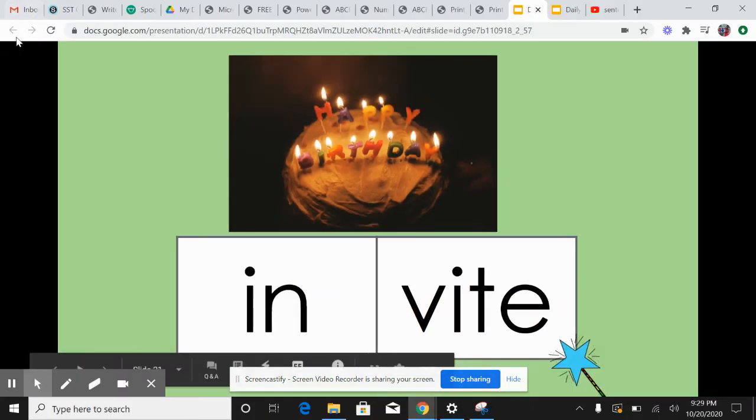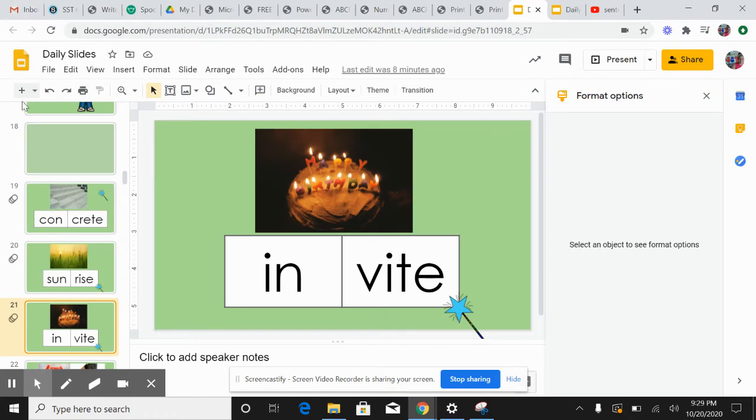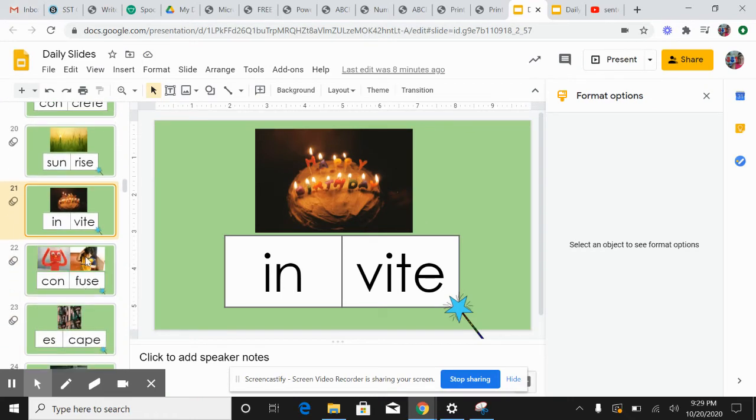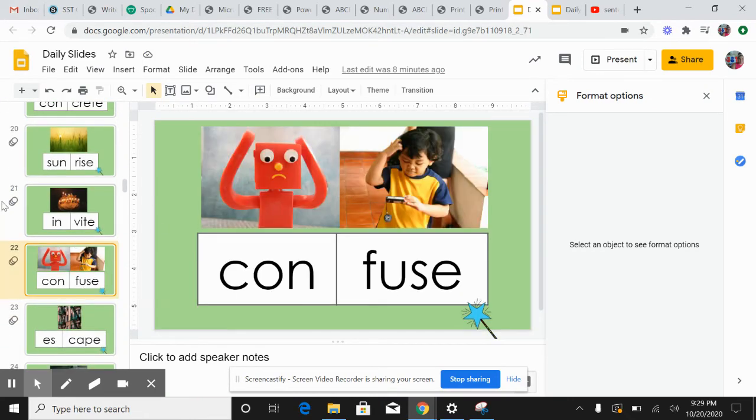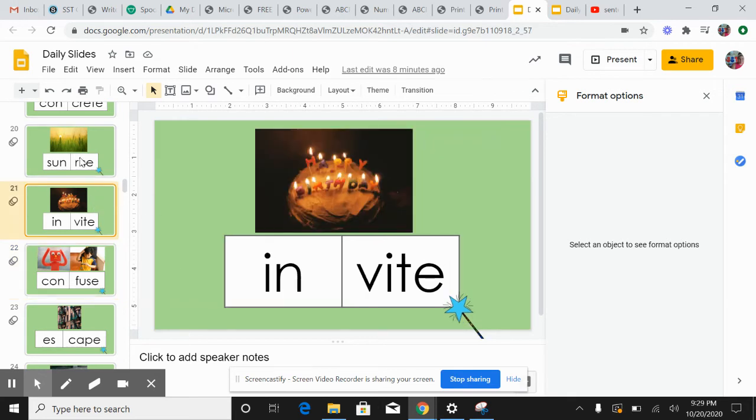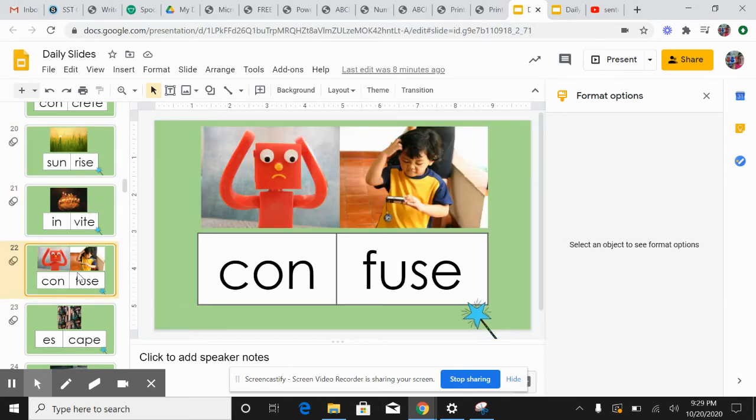So when you do these by yourself, right? You're going to try your hardest, okay, to read the words. I know these are challenging words, right? But I want you to try by yourself first. And if you really can't get that word, try again. And then if you still don't understand what the word is, then I want you to ask somebody for help, okay?